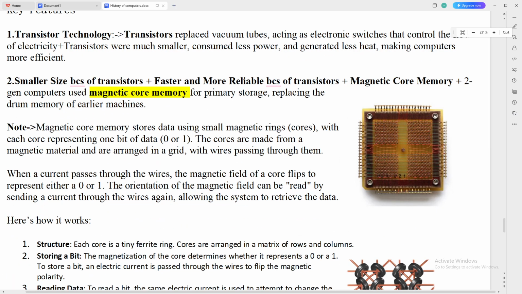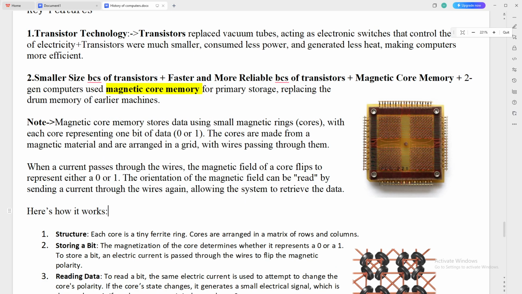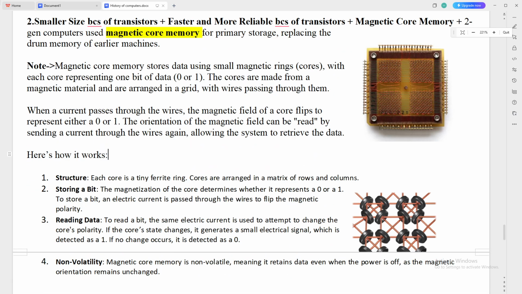So this is the example of magnetic core memory for primary storage, replacing the drum memory of earlier machines. Magnetic core memory stores data using small magnetic rings, called cores, with each core representing one bit of data, 0 or 1. As you can see, this is a small architecture design. There is a magnetic field, and it basically flips when the magnetic field is generated there. As it flips, it becomes 0 or 1 accordingly.